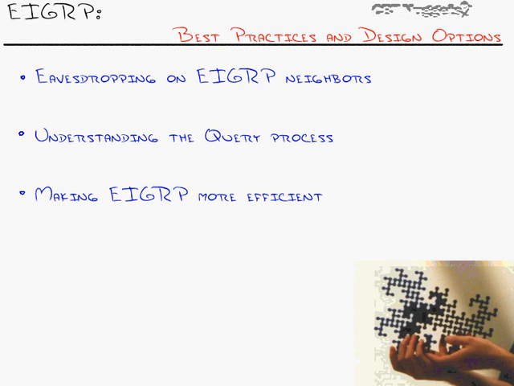As we wrap up the EIGRP world, it's time to focus in on some best practices and design options. EIGRP is one of those protocols that is very simple to configure, and that is one of its greatest weaknesses, because people can set it up and not really have a good idea of a network design, and EIGRP can end up eating their network alive. I say that because of one message, and that is the query message.